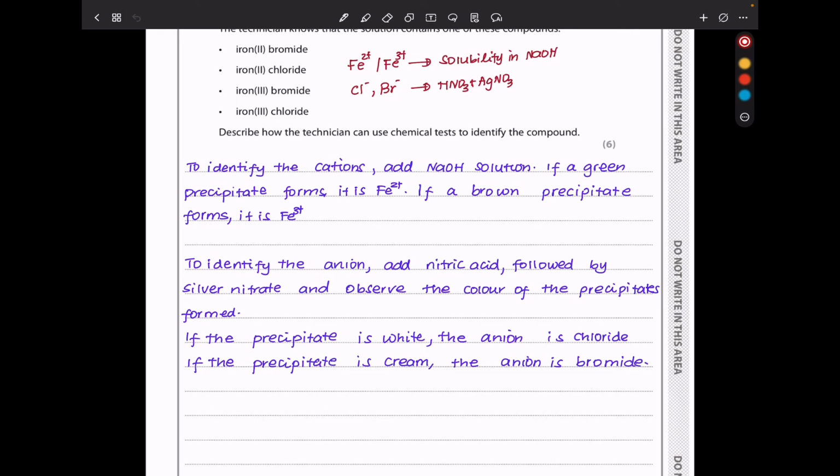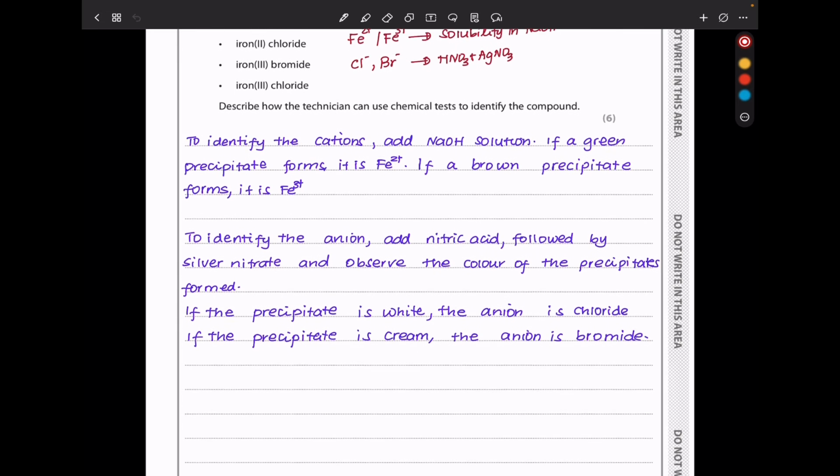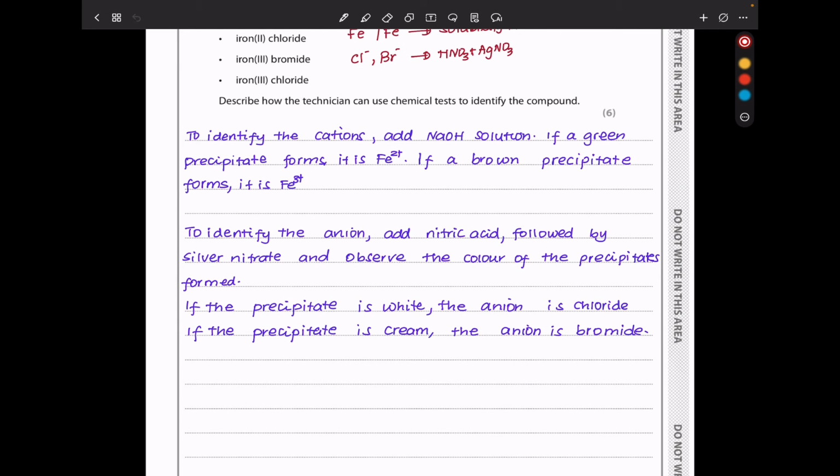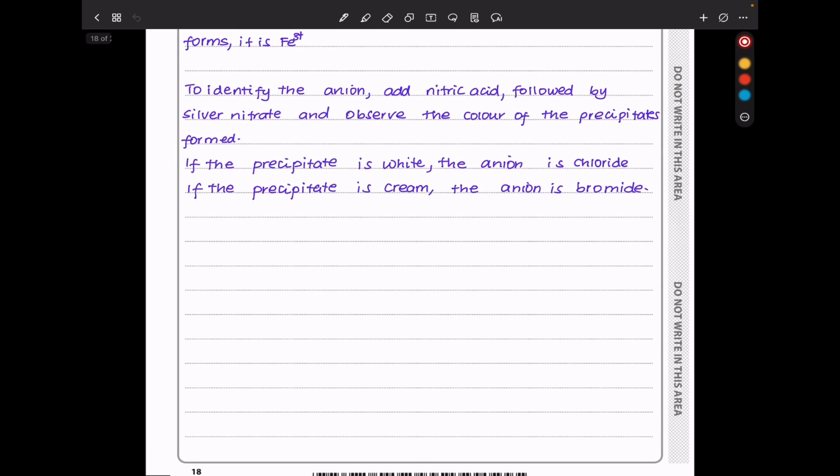So here they say, describe how the technician can use chemical tests to identify the compounds. I say to identify the cations, add sodium hydroxide solution. If a green precipitate forms, it is ion 2 plus. If a brown precipitate forms, then it's going to be ion 3 plus. And to identify the anions, add nitric acid followed by silver nitrate and observe the color of the precipitates formed. If the precipitate is white, then the anion is going to be chloride. If the precipitate is cream, the anion is going to be bromide.